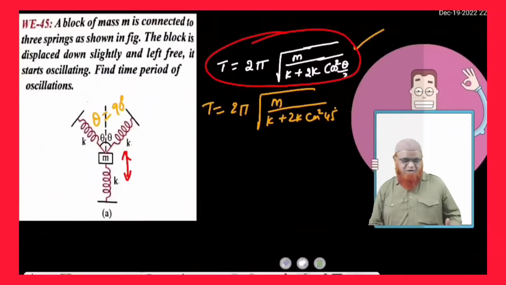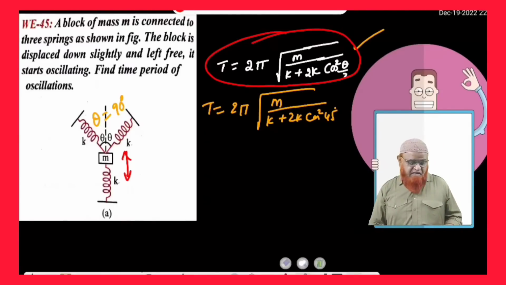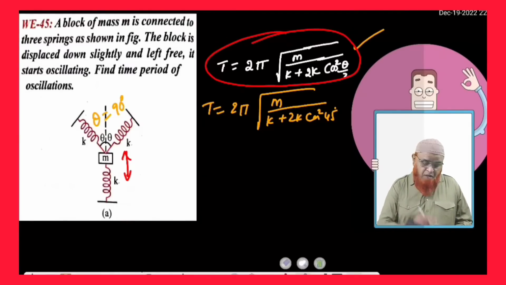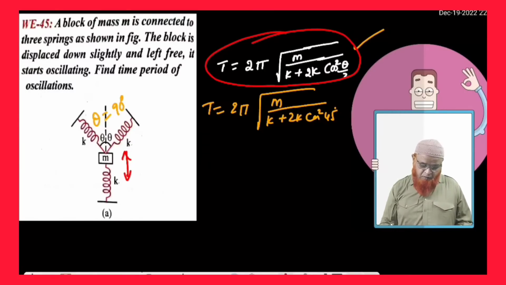Yes, students, today I would like to discuss an amazing short trick method to solve the problem of a spring which is in the shape of Y. In this spring, for example, if the angle between the two Y-shaped springs is 90 degrees, let us see what is going to happen here.